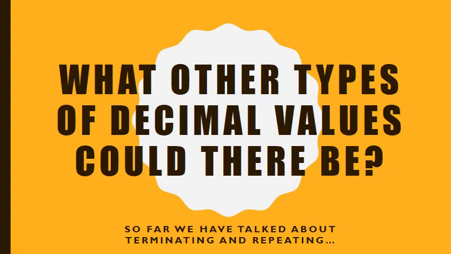So we talked about our repeating decimals and we talked about our terminating decimals. Now, think to yourself, what other types of decimal values could there be? So far, we've already talked about terminating and we talked about repeating. So the only type that's left is the opposite of both of those.